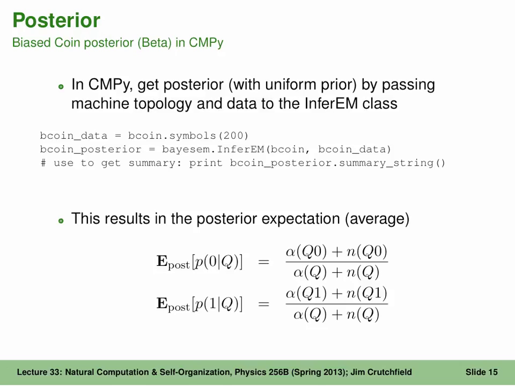The way that you do this in Campy is to now just generate some data. In this case, I'm going to generate just 200 samples, so I'm not going to give it a lot of data. But I'm going to give it some data and feed it to the infer-em class, to which I give the structure, and I give the data. Given that both of those are passed to the class, it will know that this is a posterior distribution rather than a prior, because you're giving it data. And basically what it does is it goes and counts the edges.